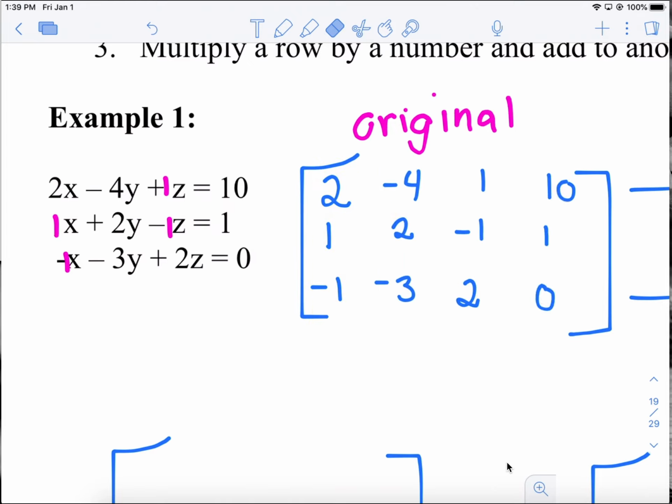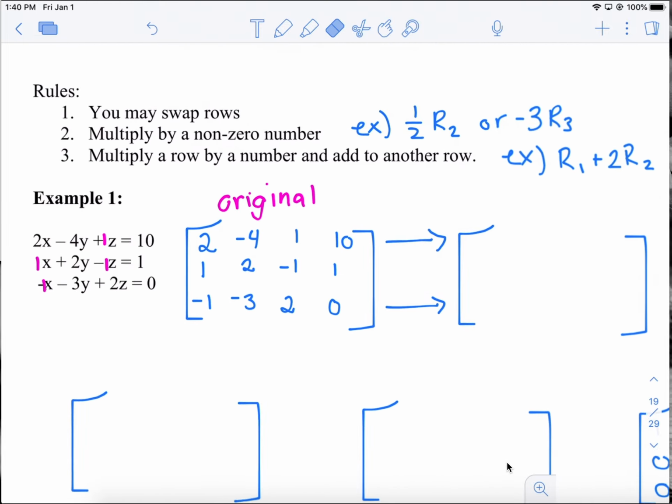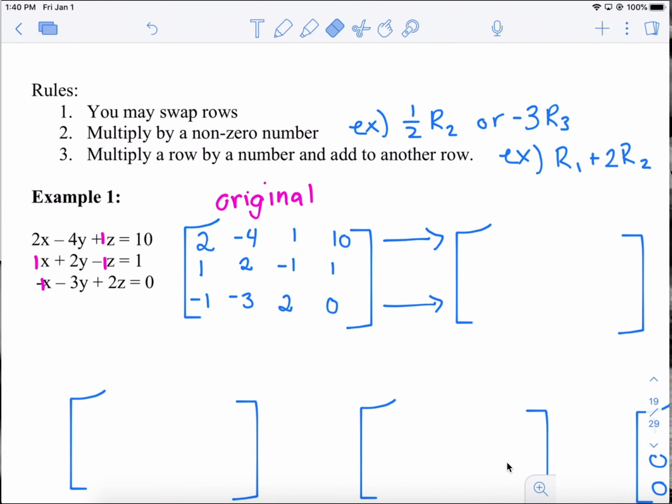From here, everything is me editing a row using one of these 3 rules. Okay, so you can swap rows, you can reorder them. You can multiply a row by a non-zero number, so you can't multiply by 0, but you could say I'm going to take half of every number in this row, or I'm going to multiply all of these numbers by a negative 3. I'm taking a row and scaling it, basically.